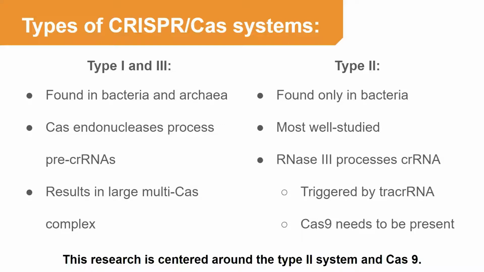Whereas type 2 systems are found only in bacteria, they are the most well characterized. And instead of Cas endonucleases, RNase 3 is used to process the pre-CrRNAs. And RNase 3 can only work when it is triggered by tracer RNAs and when Cas9 is present. Overall, this piece of literature is centered around the type 2 system and the Cas9 protein.